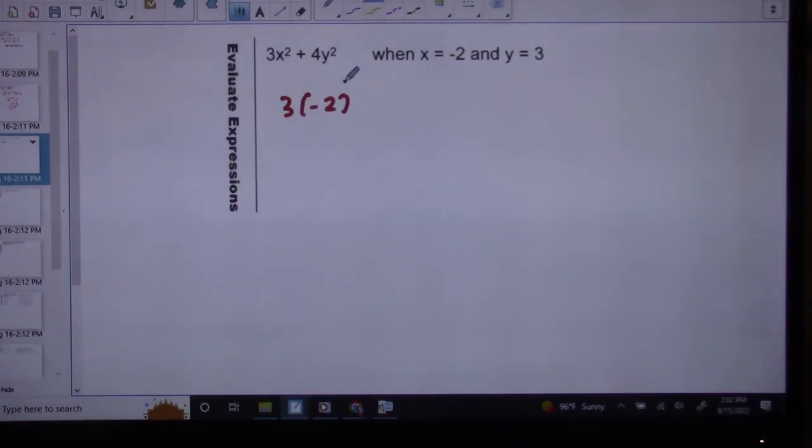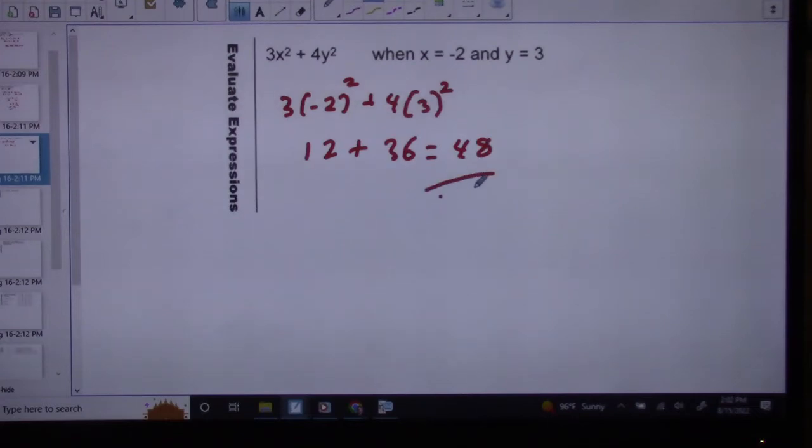If you substitute in negative 2, you messed up with it. So what you get here is you're going to get 12 plus 4 times 9 plus 36. You're supposed to get 48 for that. Is that right? 48. Okay? Yes, sir.